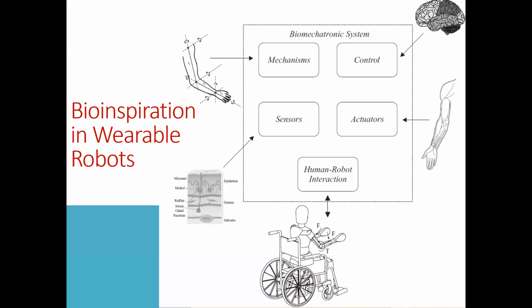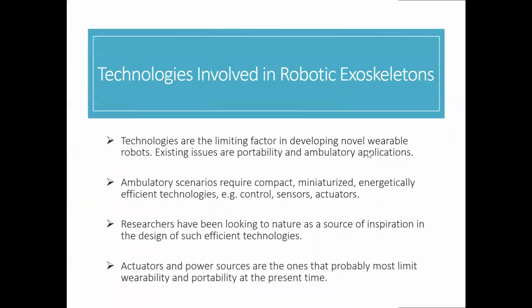All five senses can take them as sensors to the human body, and then the controller. Finally, the controller of this human robotic system sits in our brain. So we take all this into account, and then we design a rehabilitation robot. Now, what are the different technologies involved in making a rehabilitation robot?